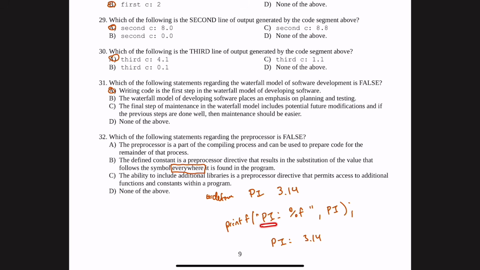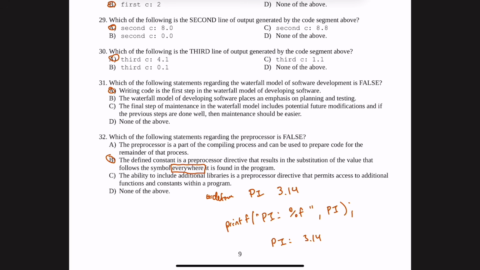But we also have pi right here. It did not substitute in 3.14. It just kept the text pi because it was between double quotes. So therefore, B is going to be false, right? In most places it will substitute, but inside double quotes, for example, it will not. If this was true, you would see something like 3.14 colon 3.14.